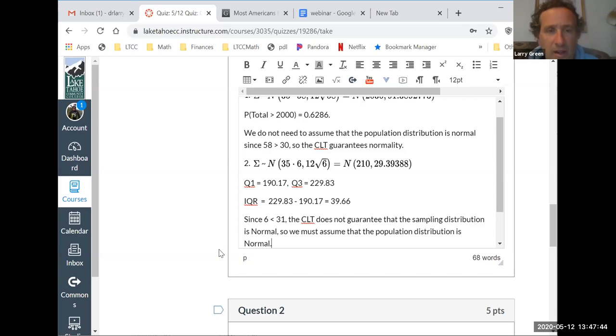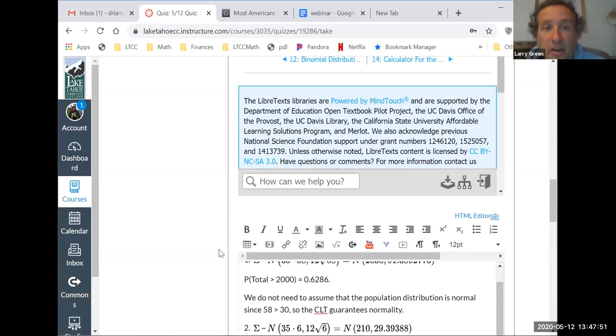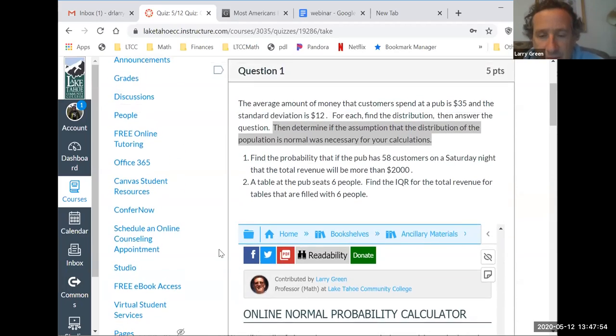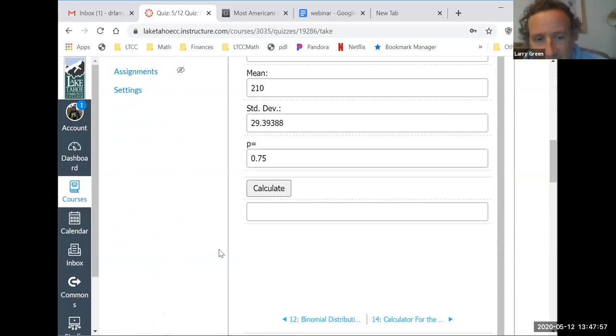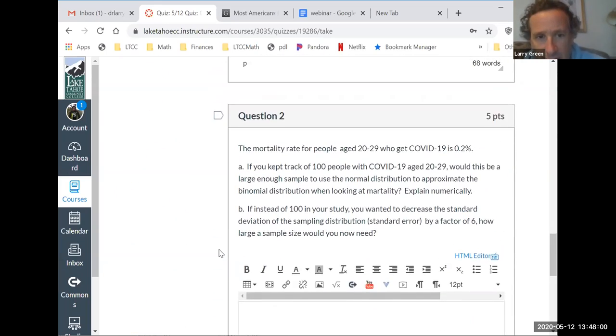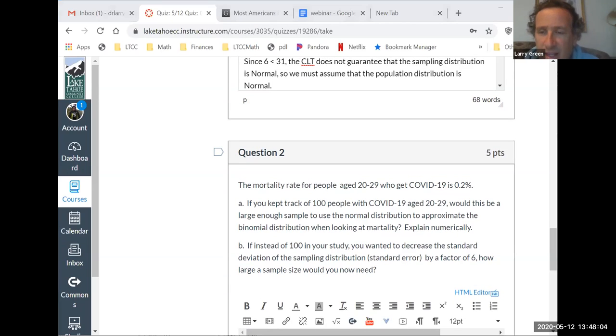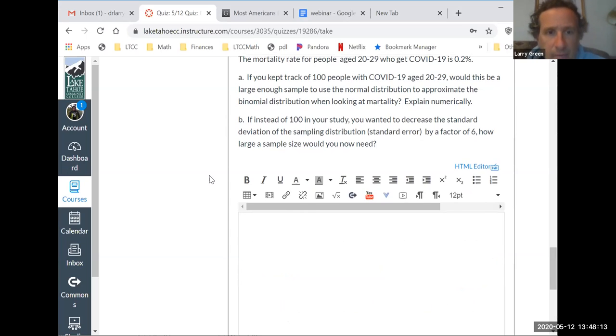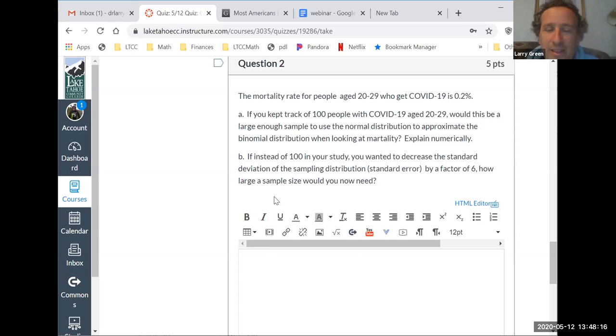Any questions at all about the first question? Okay, notice by the way, there's a lot more there that I won't even show you. Number two is going to be quicker, just as important, but quicker because I didn't have you do all the calculations. So let's look at question two. You'll notice there's no calculator embedded in question two. That's a hint, by the way. That means that if you use a normal distribution calculator, you probably got it wrong. I'm letting you know because you don't need it.